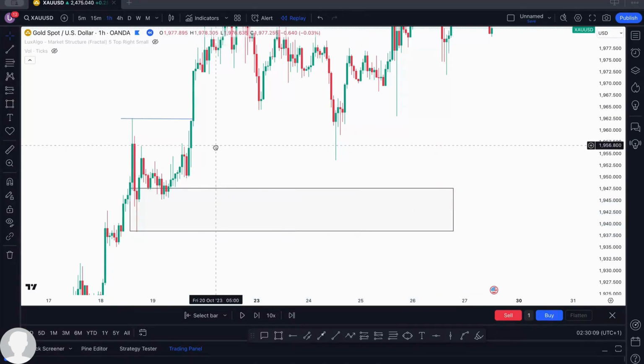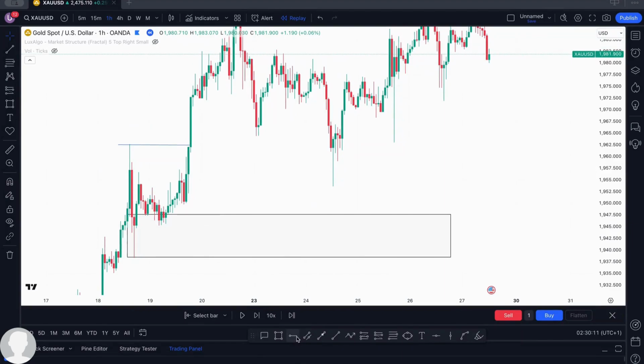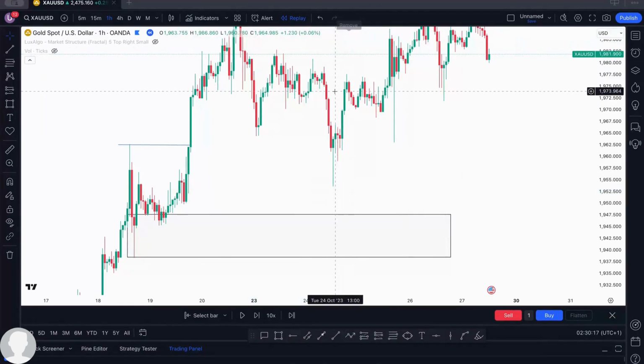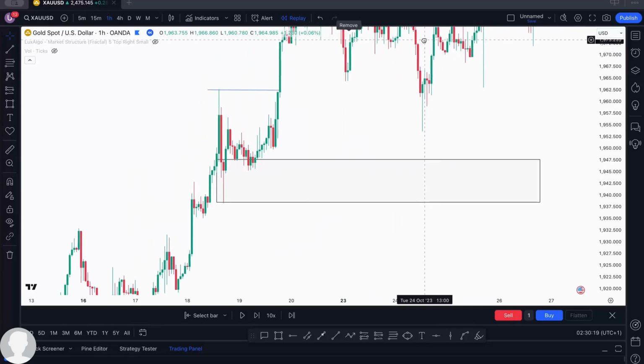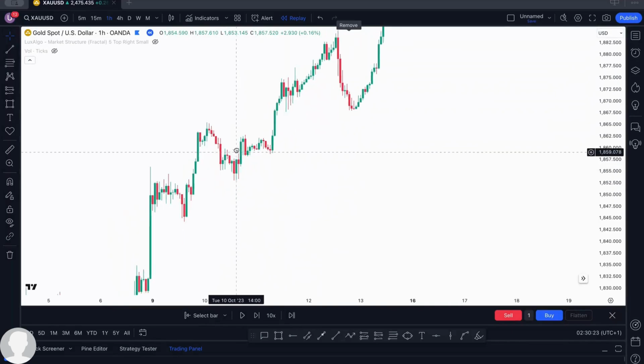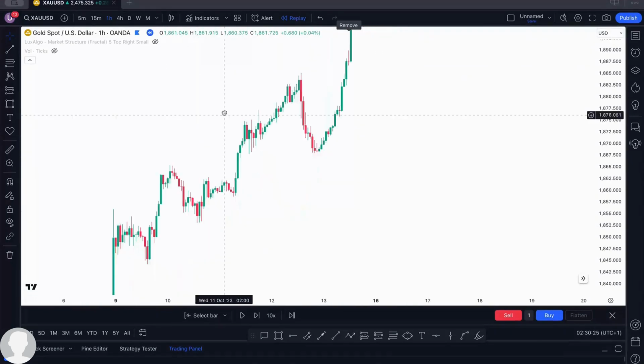But as time goes on, when you keep practicing more and more, you will take this candle here as a form of order block. With time and time, when you keep practicing. Okay, let me look for another order block for you. You can see plenty of order blocks here.